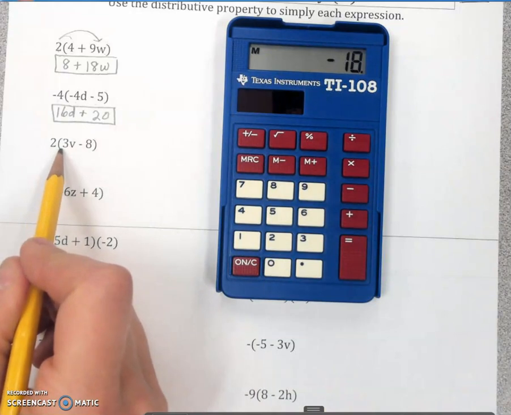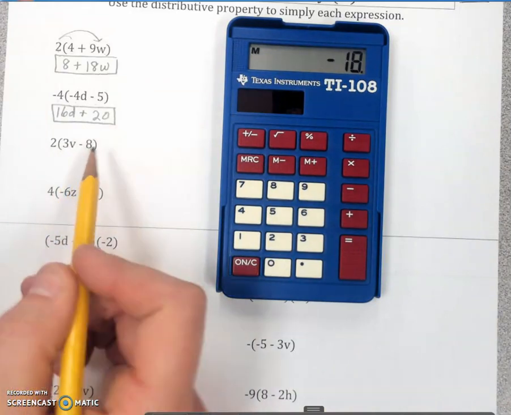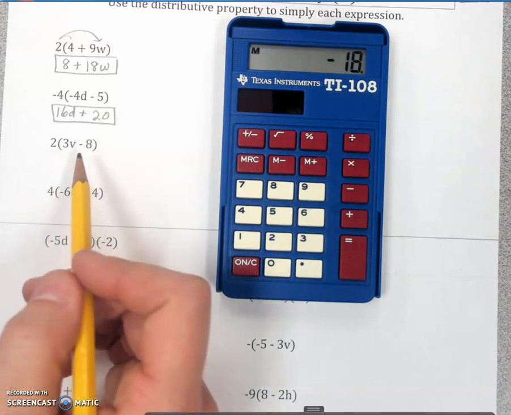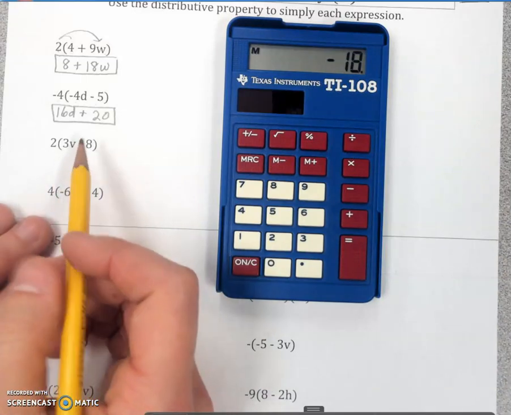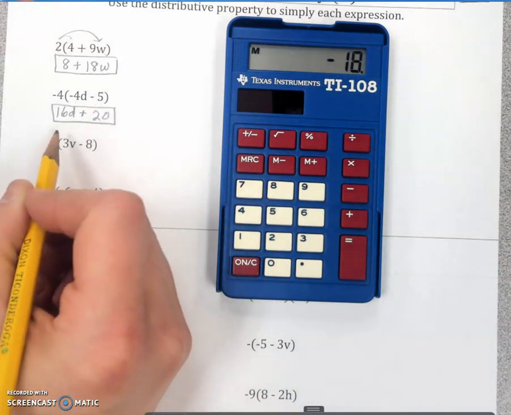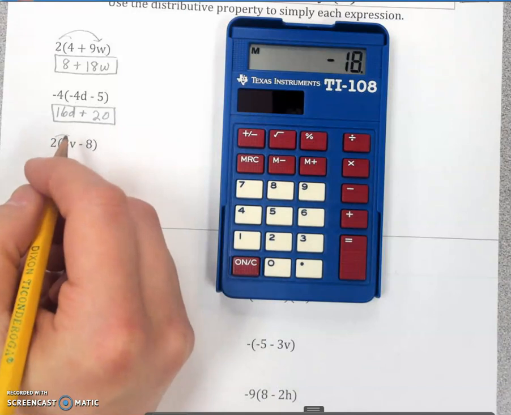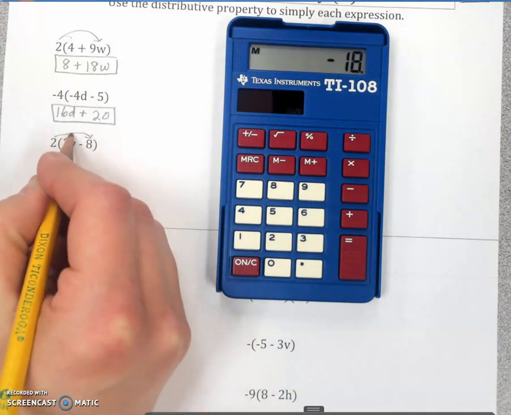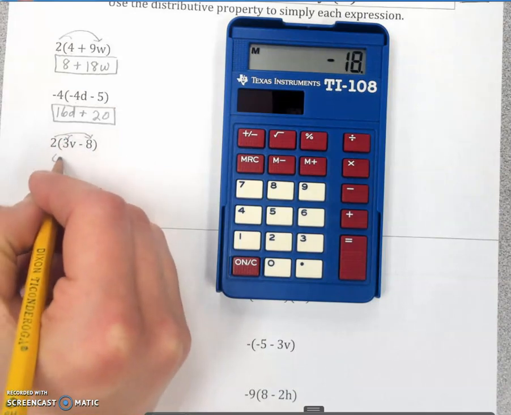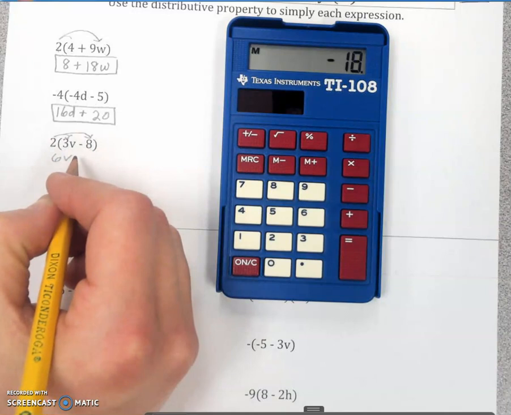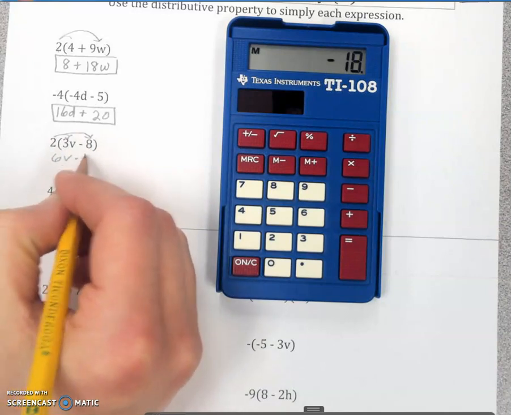2 times 3v minus 8. So that means 3v minus 8 two times. So 3v minus 8 times 3v minus 8. Or no, I'm sorry. That doesn't mean that. Forget what I just said. It means you're just distributing across there. Well, I'm losing my mind here. 2 times 3 is 6. 2 times 8 is 16, and it's a negative 16.